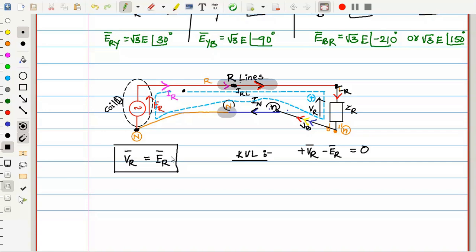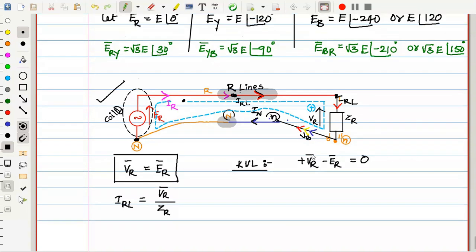Okay. Always this is our approach. First we will look for the source voltage, then we will look for the voltage across the load, then we will look for the current through the load. Let me write the current through the load as IRL. Why? Because the same line current is flowing. IRL is equal to the voltage across this load. How much? VR. How much is VR? ER. So I can write VR phasor divided by ZR.